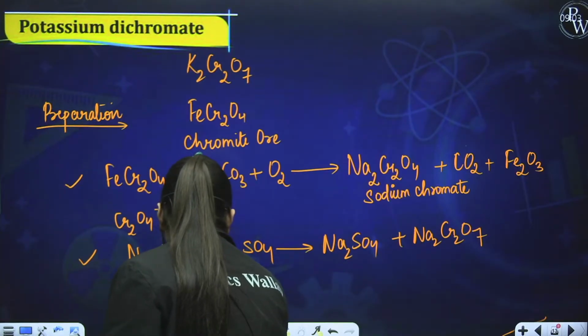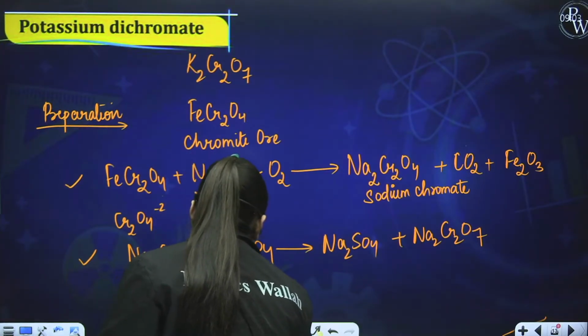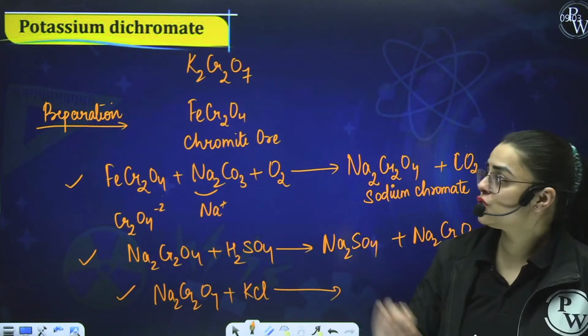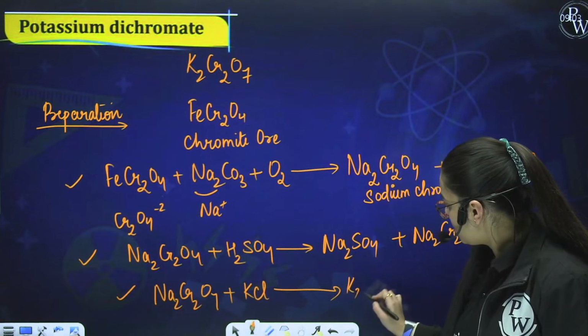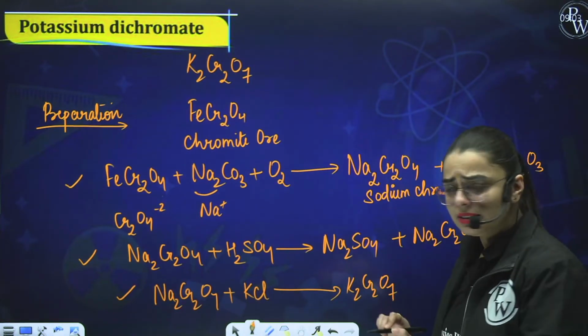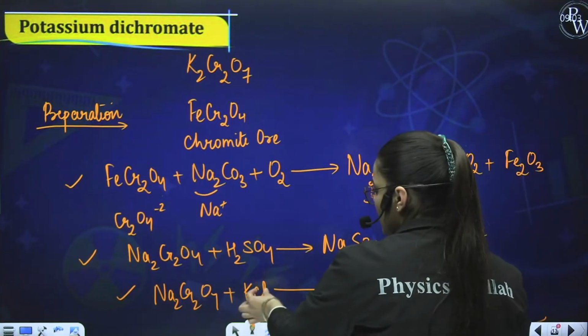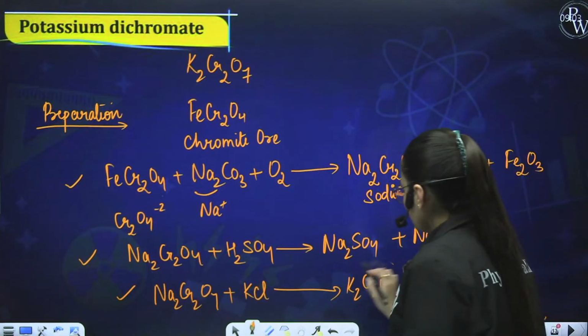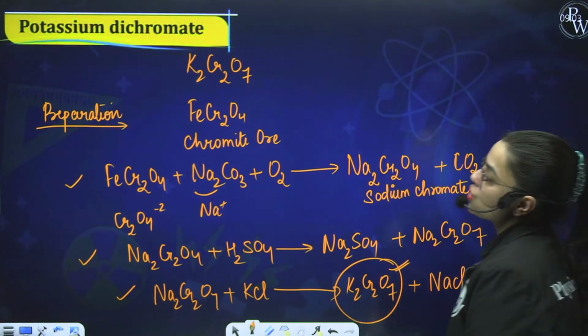Na2Cr2O7 with KCl. What shall we form over here? We shall be forming K2Cr2O7. Other than this, what is left over? Chlorine is left over, sodium is left over, so they both will combine forming NaCl. So yes, this is the formation of potassium dichromate.